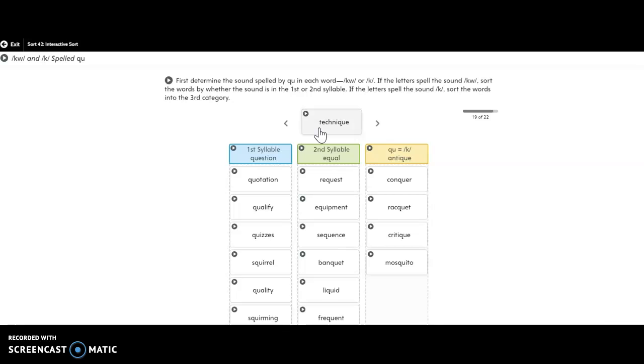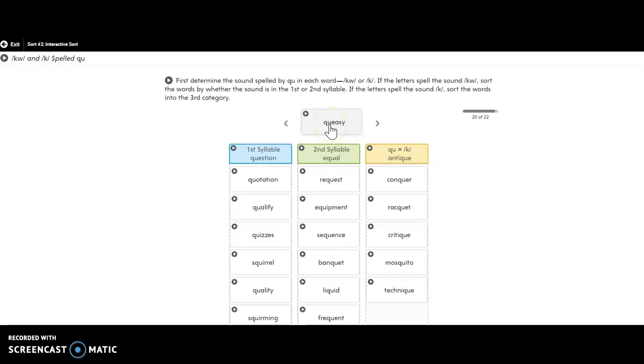Technique. Once again, I'm not making any sort of W sound. So that QU is serving as a K. A technique is a word that means how you do something. It could be your dance technique, your writing technique. The technique is just a word describing how you do anything that you do.